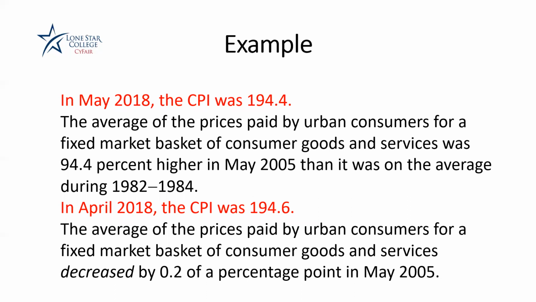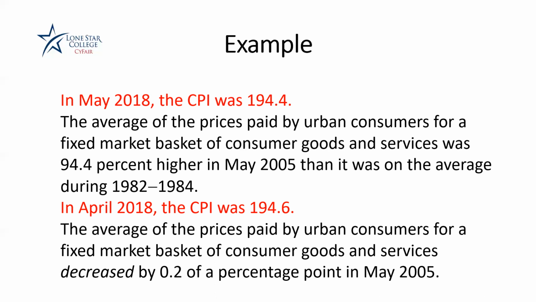What does it mean? First of all, this 194.4 means that the average prices that consumers paid for the fixed number of goods and services that we put in the market basket was 194.4. Okay, that was the average prices, and that's the cost of basically a certain number of goods and services that we have in our basket.